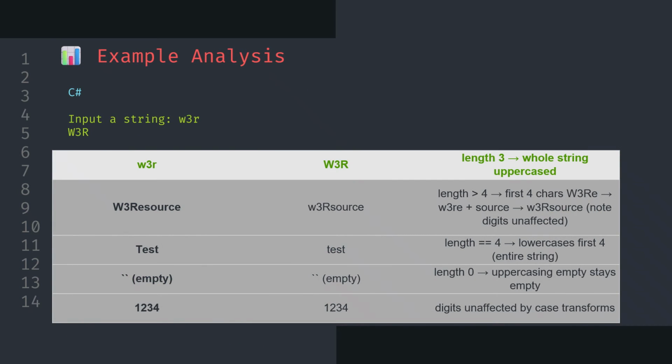These examples highlight normal and edge cases. Notice that digits are unaffected by case changes. 1234 remains 1234. An empty string remains empty. Exactly 4 characters are handled by the else branch. We then lowercase those 4 characters, effectively the whole string. This table is handy for unit tests.